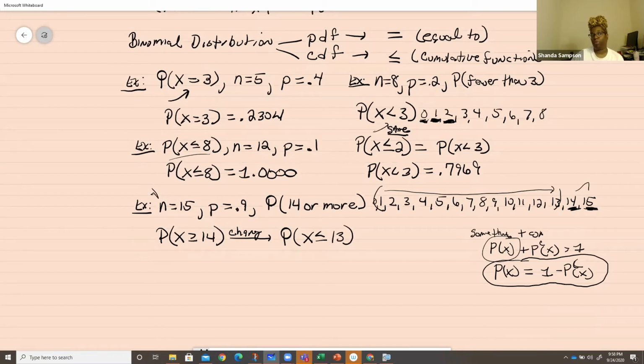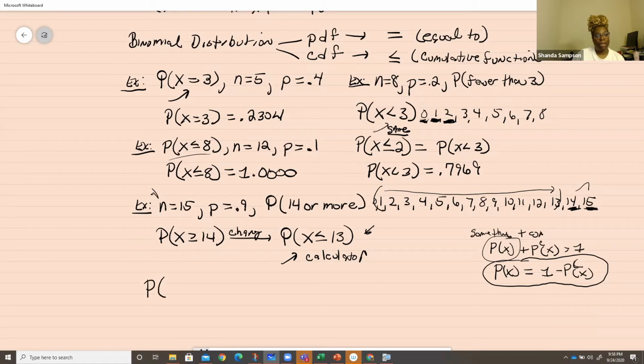If we found this, have we found the answer? No. What did we find the answer to? We put this in our calculator. Have we found the answer to our question? No. We found the answer to the probability that x is less than or equal to 13, because that's what we would have put in our calculator. That's why sometimes you have to be smarter with your calculator.